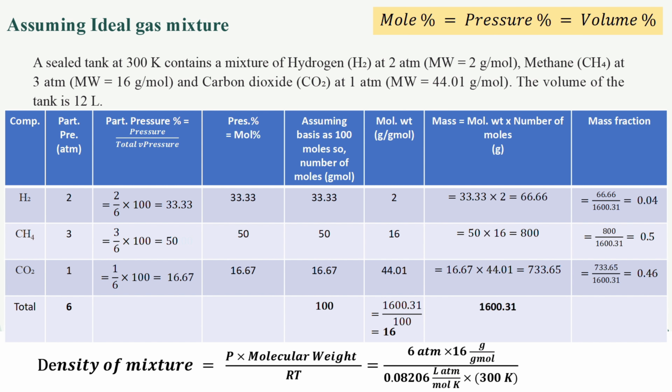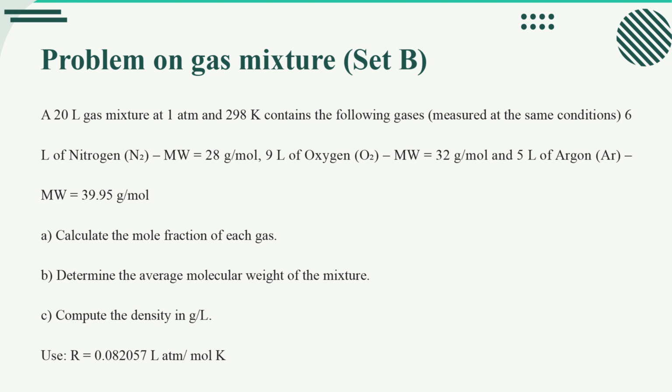The temperature should be substituted in Kelvin, and it is directly given in Kelvin in the question. So we are just directly substituting 300 Kelvin for temperature. On solving, we'll get 3.9 gram per liter, which is the answer for this problem. Moving forward, we'll solve the problem on set B question paper.